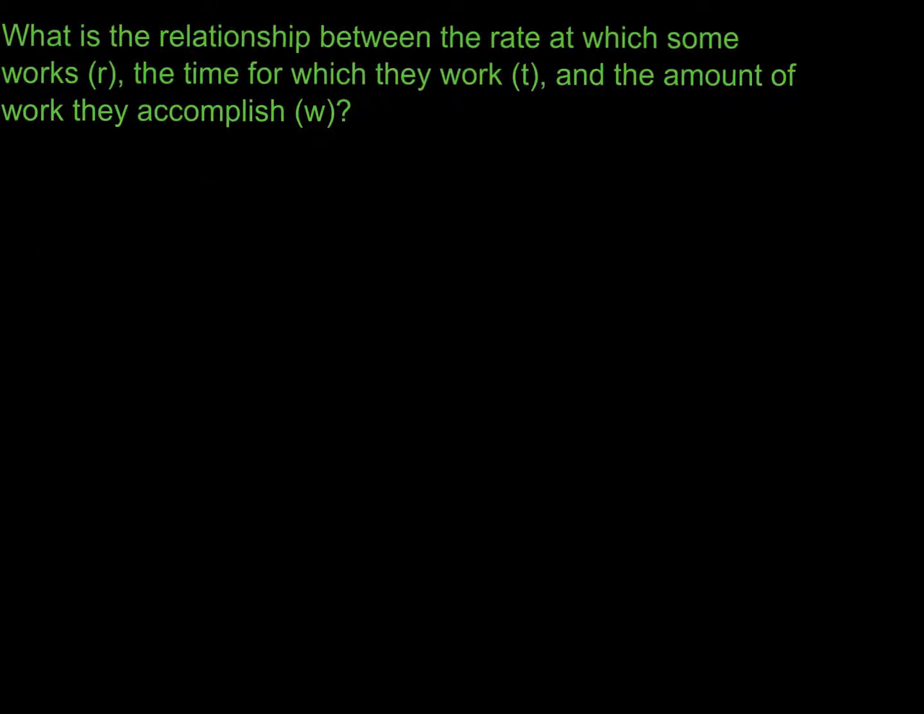So to help us build a better toolbox for creating equations, we want to identify another relationship. You may remember that we discussed the relationship between distance, speed, and time, and how knowing the relationship between those three things can help you put together equations. And here's the next one. What is the relationship between the rate at which someone works, R, the time for which they work, T, and the amount of work they accomplish, W?